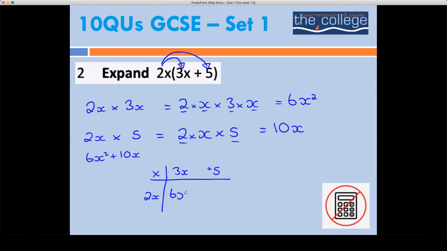x times x is x squared. 2x times 5, 2 times 5 is 10. Stick the x on because it's all being times by x. And pull that out and you've got the same answer. Okay, 6x squared plus 10x. So either use the loops or use the grid. If it had been a double bracket expansion, you would just have 2 bits here. Your second part would be there in the second bracket.